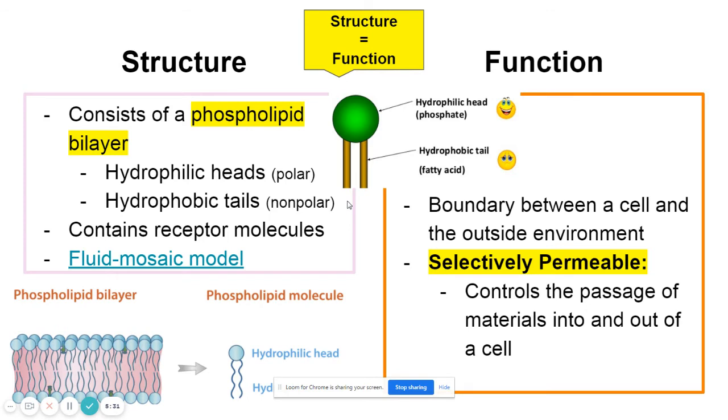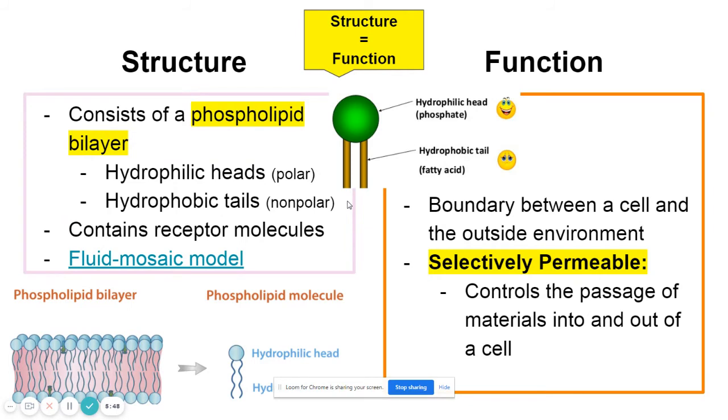And the last thing we want to say about the structure of the cell membrane, like I mentioned, is that it is a fluid mosaic. Usually that is the shape or the model that scientists use to refer to the cell membrane. Let's now talk about the function.